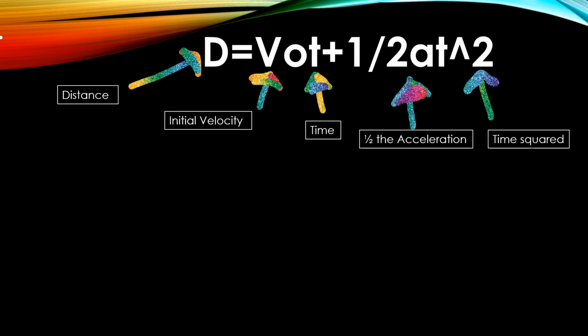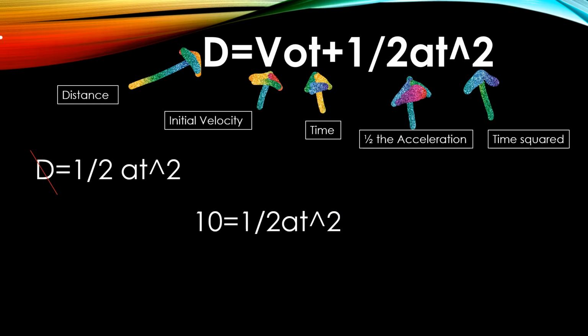The distance traveled equals the initial velocity multiplied by time plus half the acceleration multiplied by time squared. The car starts at rest, so the initial velocity equals 0. So really, d equals half at squared for the sprint. D is fixed, so basically 10 equals half at squared. Then you can bring half to the other side and get 20 equals at squared.